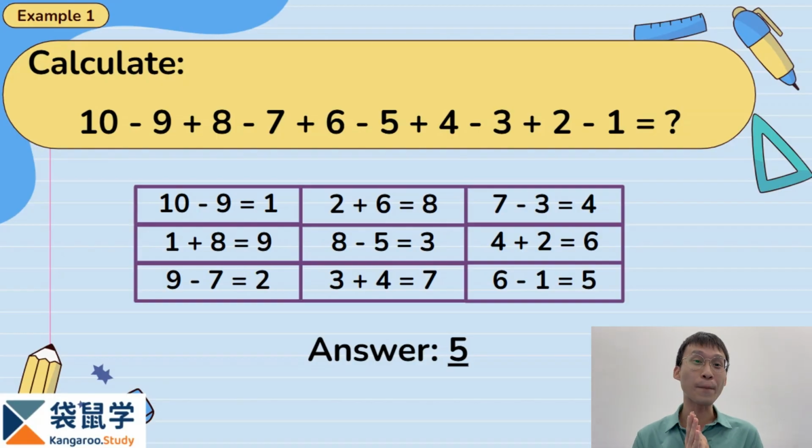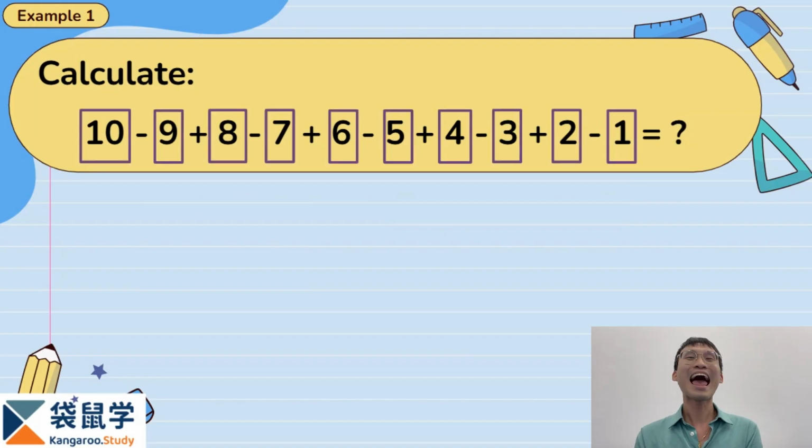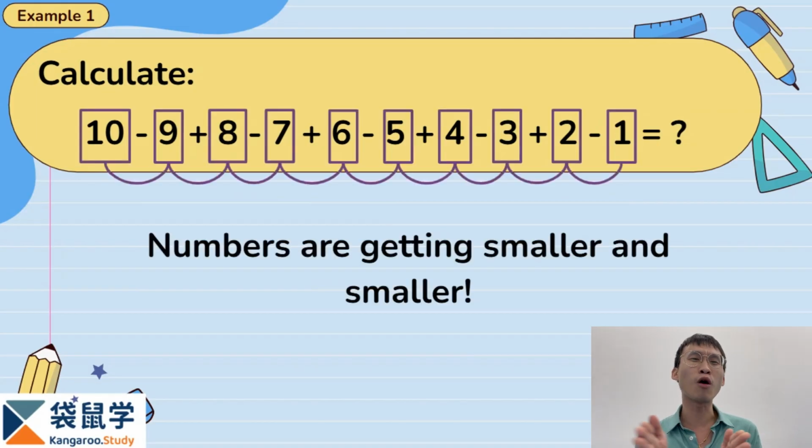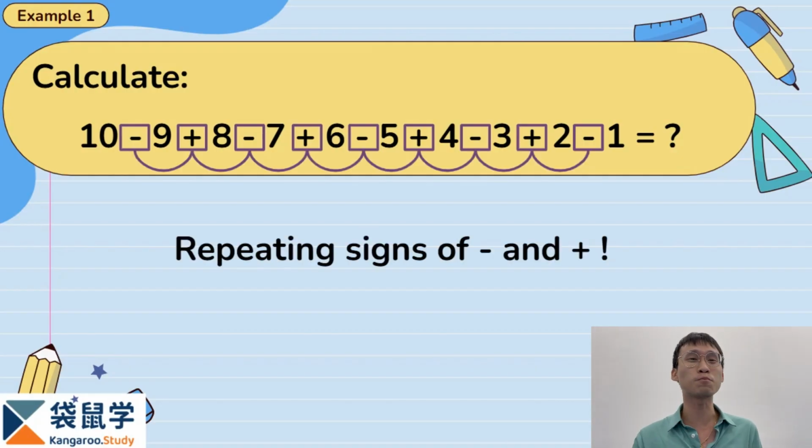Let us look for patterns. What is your first observation on the numbers? Exactly, the numbers are getting smaller and smaller. What is the second observation regarding the signs? That is correct. The signs are repeating from minus to plus, and so on. Since the numbers are getting smaller and smaller, and the signs repeat after every two numbers, let us see if the numbers with these signs have a special relationship.